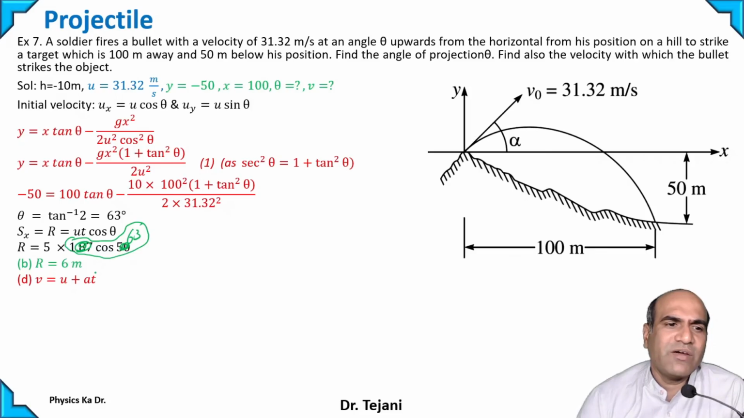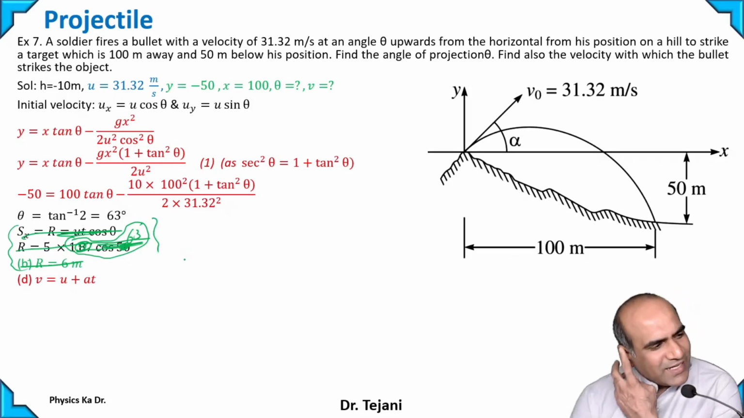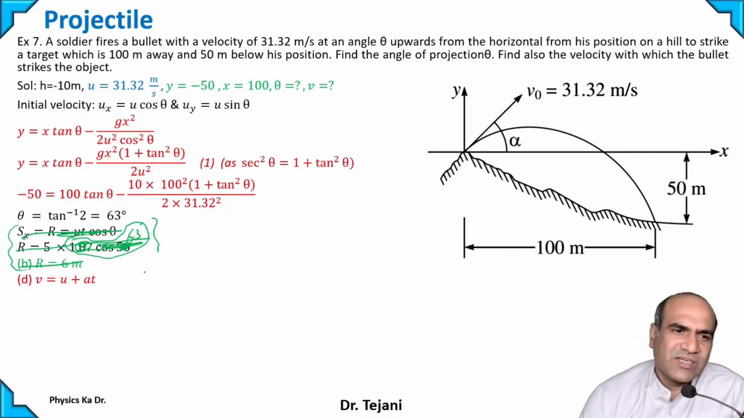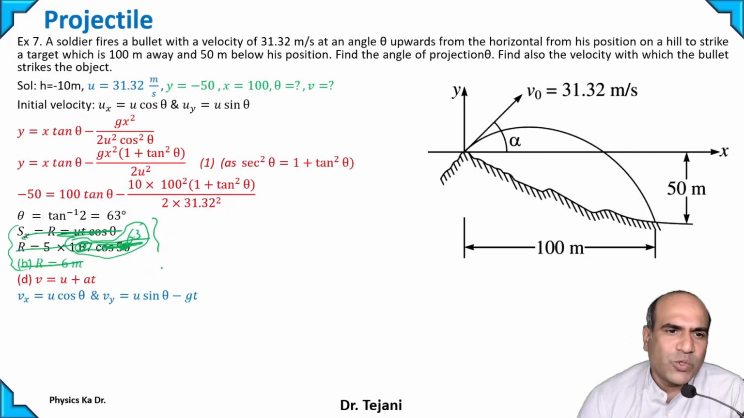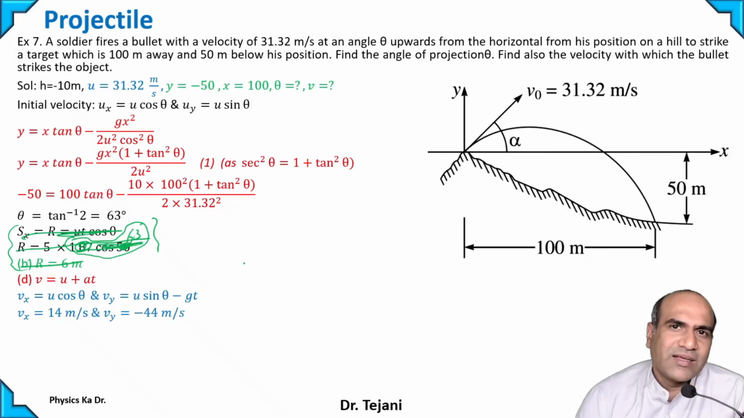And for velocity you can have v is equal to u plus at. So this part is not required, it is just a mistake, by mistake it is here. So ignore this portion. You can have two components of velocity: Vx is equal to u cos theta, Vy is equal to u sin theta minus g t. You put the values here and your answer will be there.